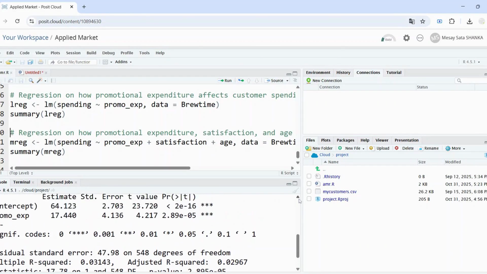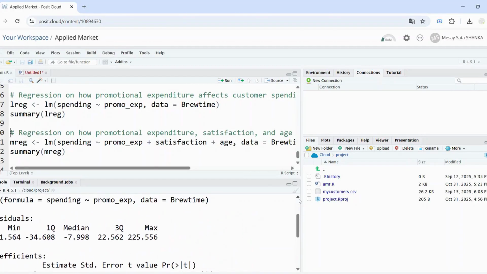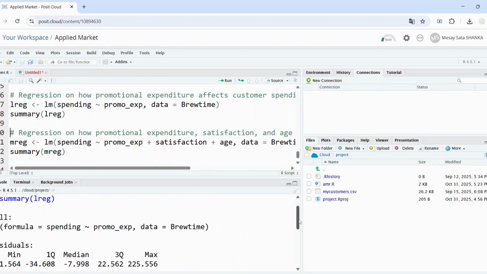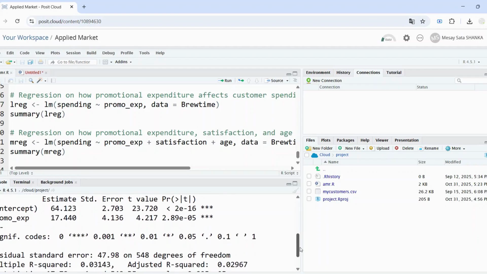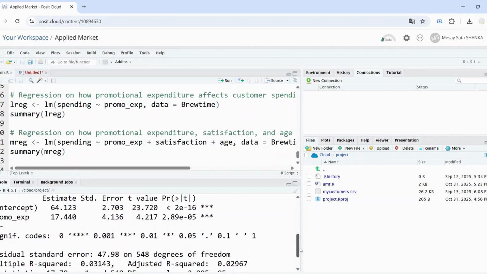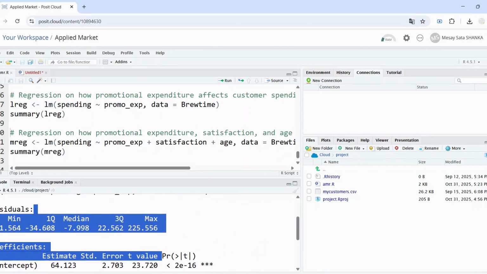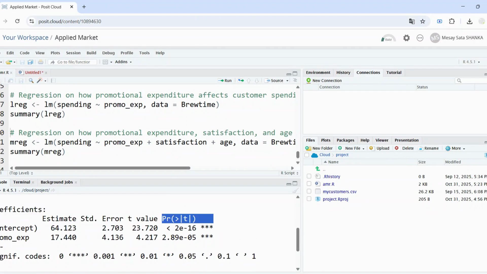So this is the result you get in the console. As you can see in the result, the output provides several important details, and the most important one is the p-value. Here is the p-value. So the p-value for promotion exposure is less than 0.05. So this shows that this difference is statistically significant.